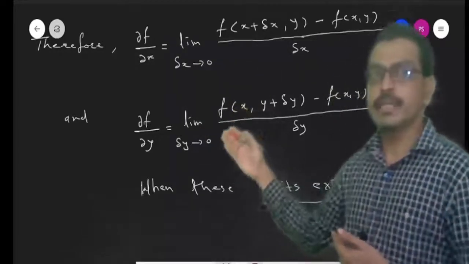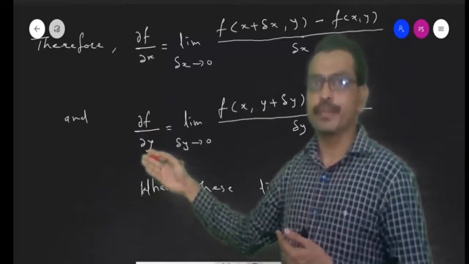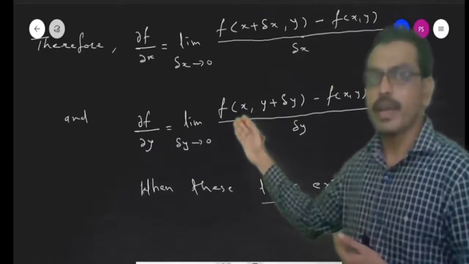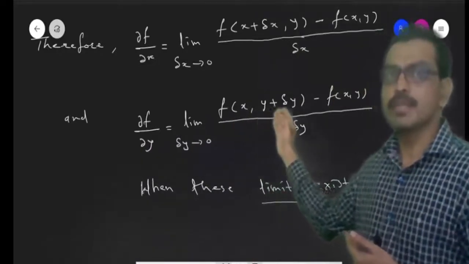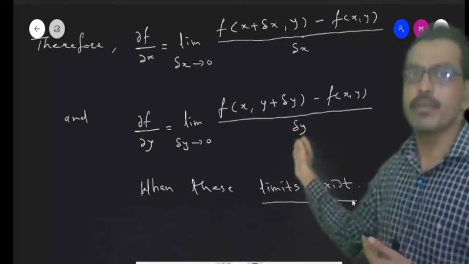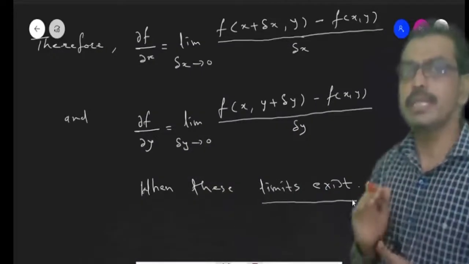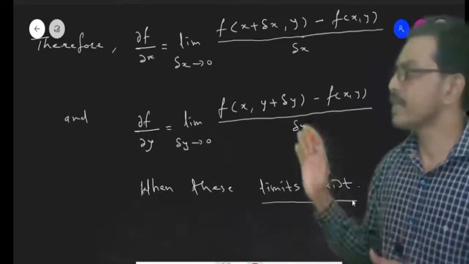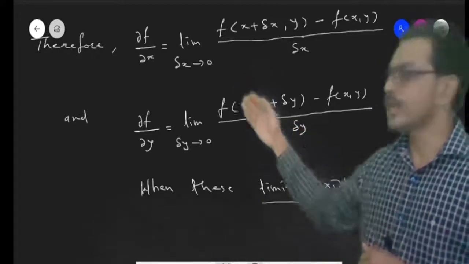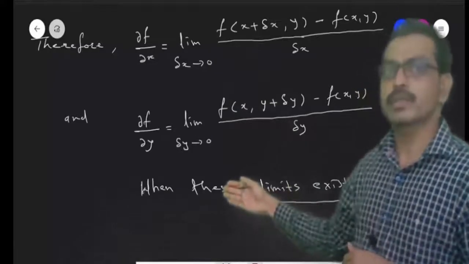And second, the partial derivative of the function f with respect to y is equal to the limit of f of x comma y plus delta y minus f of x y divided by delta y as delta y tends to 0, when this limit exists. These are the partial derivatives of the function f with respect to x, keeping y constant, and with respect to y, keeping x constant.